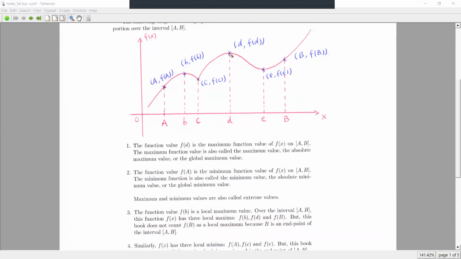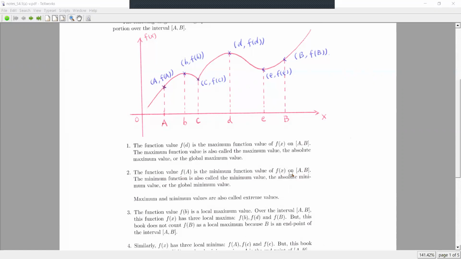This point is the highest point of the portion that we are considering. This point clearly is the lowest point of the portion that we are considering. So the function value at this point, the y-coordinate, the function value f of BA, is the minimum function value over the interval from A to B.